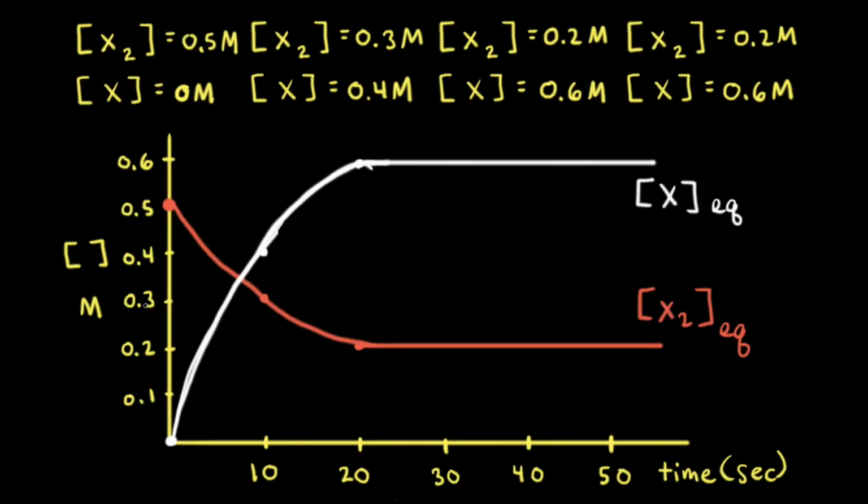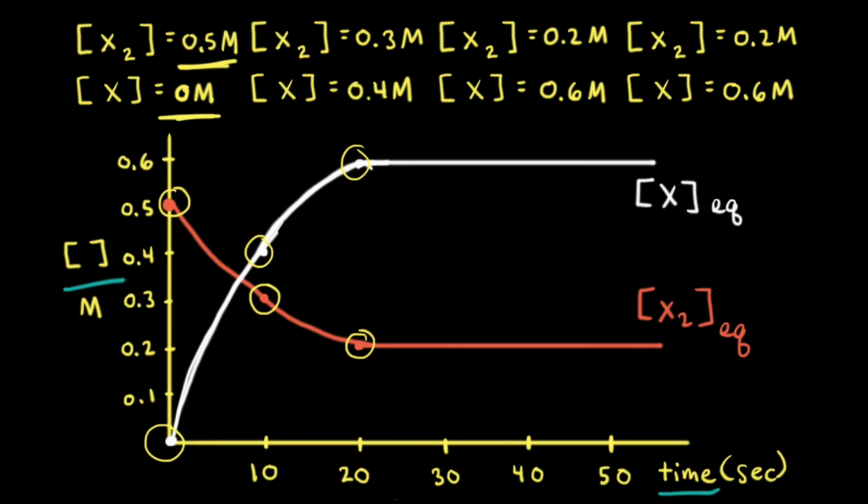We can see the same concept if we look at a graph of concentration versus time. The concentration of X2 starts at 0.5 molar when time is equal to 0 seconds, and then drops to 0.3 molar after 10 seconds, and after 20 seconds, it's at 0.2 molar and then stays constant after that. For the concentration of X, we start out at 0 molar, we increase to 0.4 after 10 seconds, then we're at 0.6, and then we are constant.